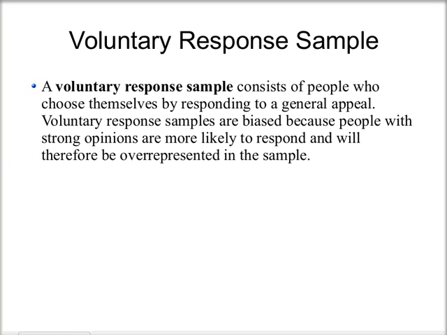Finally, we're going to talk about one last thing called a voluntary response sample. And what we saw in the last example was actually a voluntary response sample. And that is a sample that consists of people who choose themselves by responding to a general appeal. And these types of samples are biased because people with strong opinions are more likely to respond and will therefore be overrepresented in the sample.